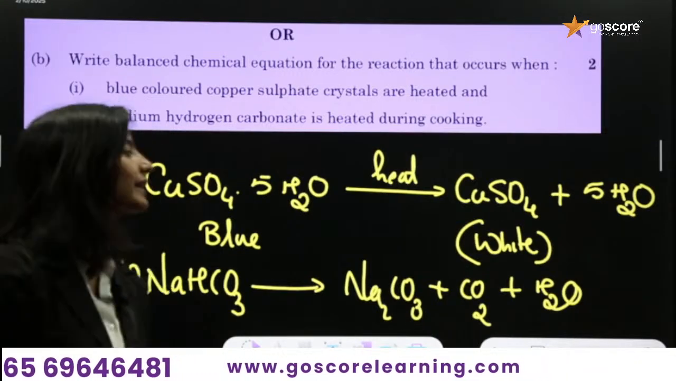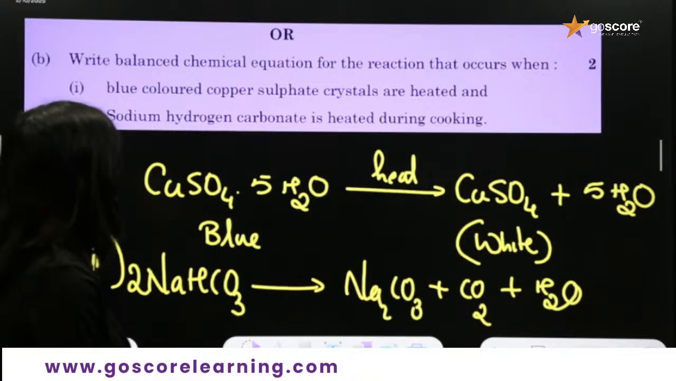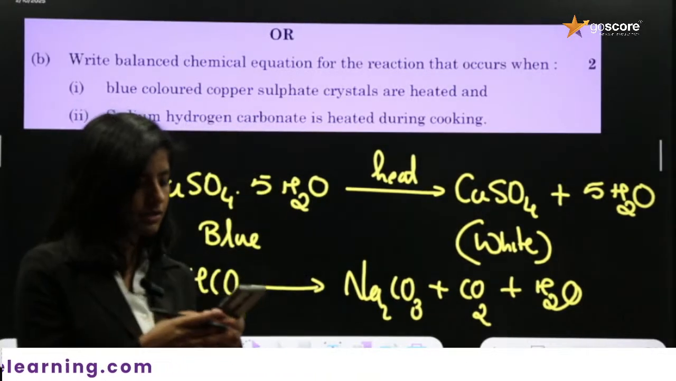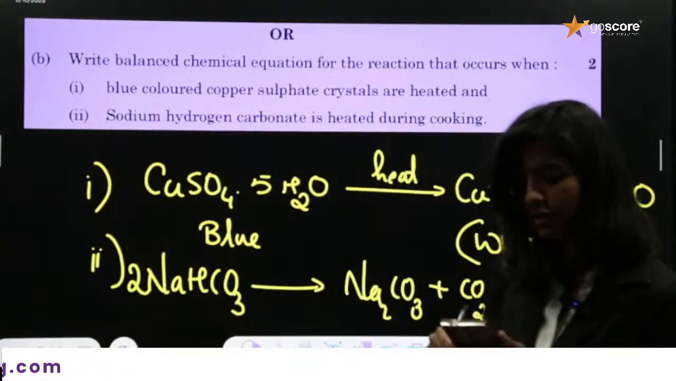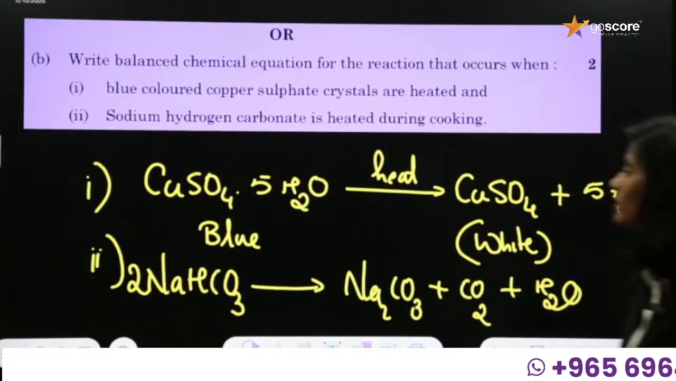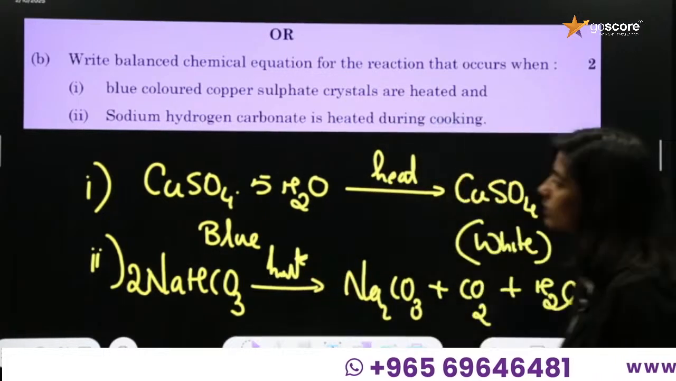So definitely this will be the balanced chemical equation, and always remember to write the balanced chemical equation or else you will mess up at the end. You will get a low score if you don't write it. So make sure that you always give balanced chemical equations, and don't forget to write the heat or the delta sign above the arrow mark.